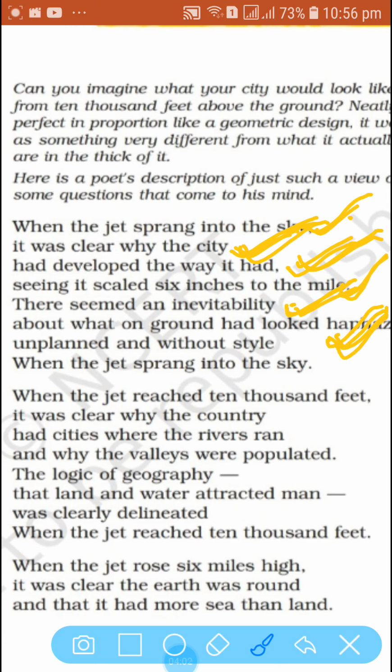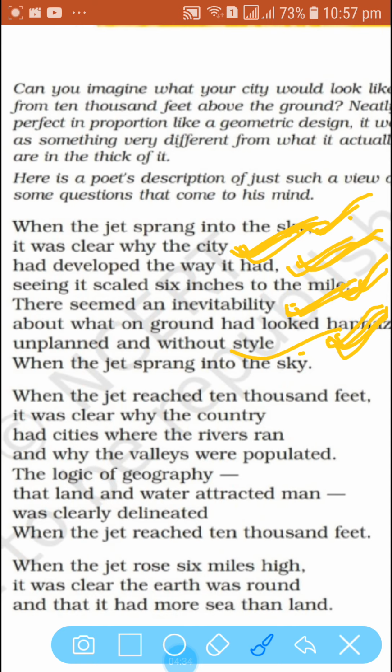Now come to the 7th line. Unplanned and without style. Style is similar to mile. The 4th line: seeing it scaled 6 inches to the mile. Unplanned and without style. Mile and style. Similar in tone, so the rhyming scheme is also similar in these 2 lines. So when we gave the line number 4th D, we can say line number 7th also D.